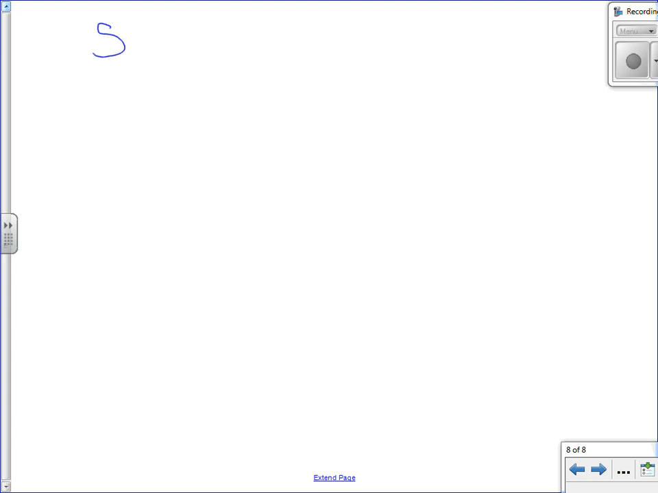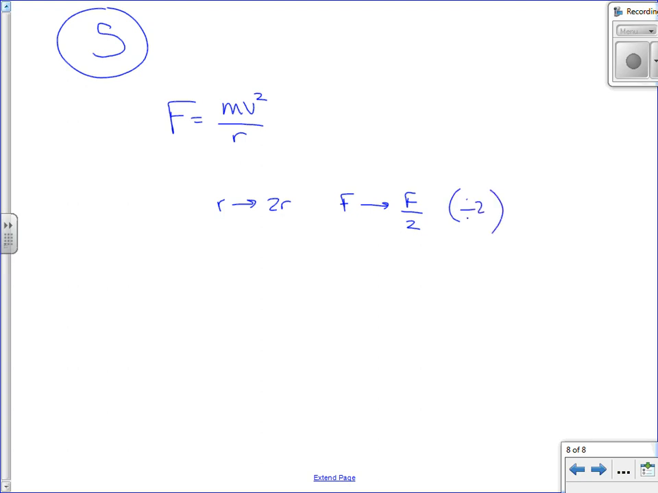A ball attached to a string is whirled around a circle of radius r with velocity v. The radius is changed to 2r. Oh, and the force is doubled. So F is mv squared over r. We're talking about changing those things. Let's see, if we double r to 2r, that would make F go to F over 2, right? Or that would divide it by 2.